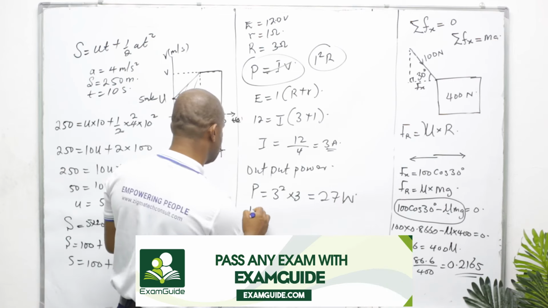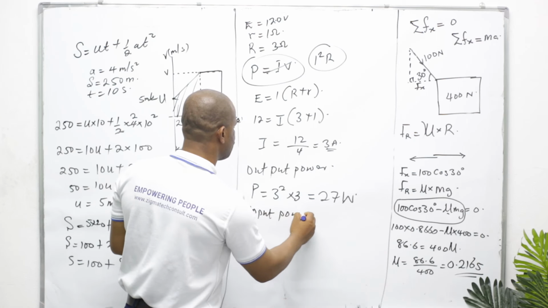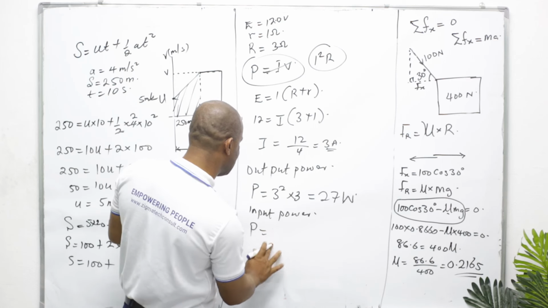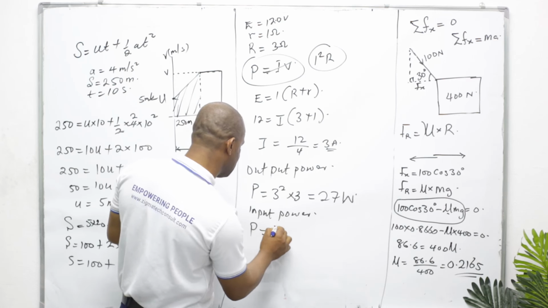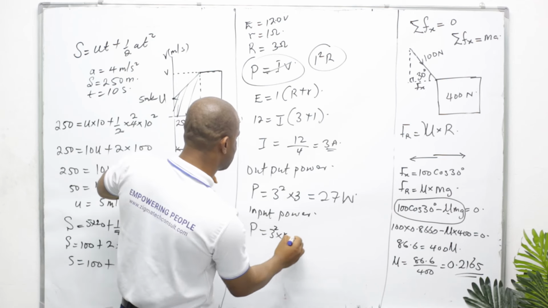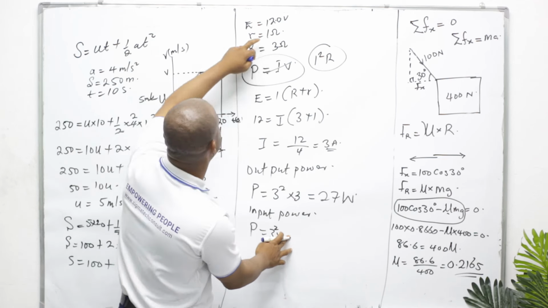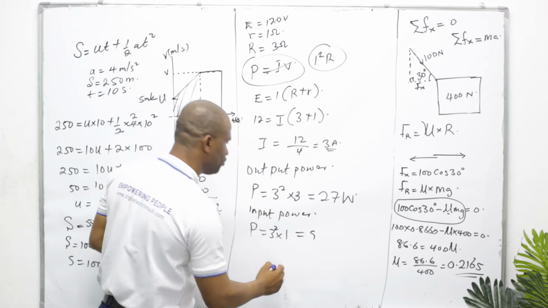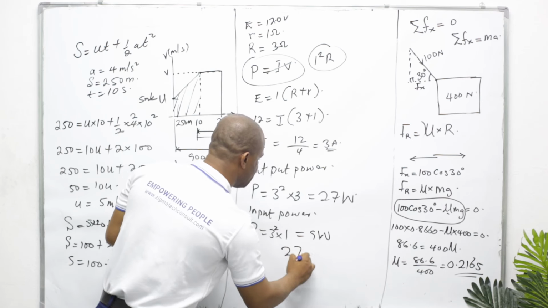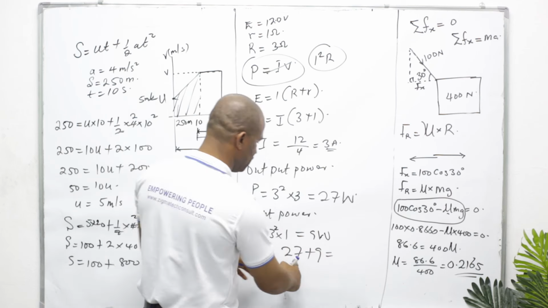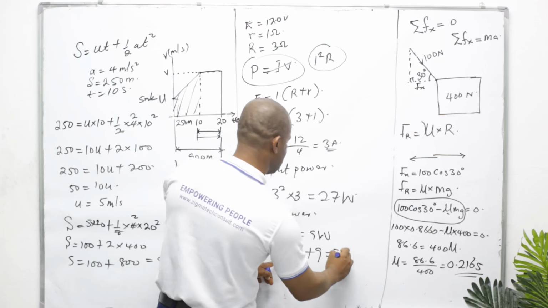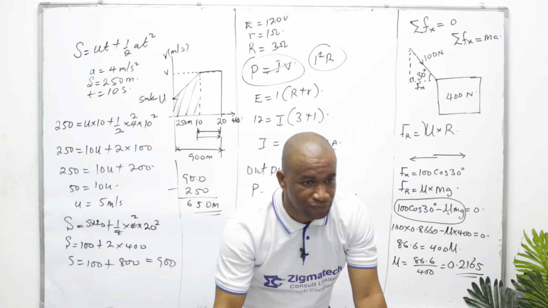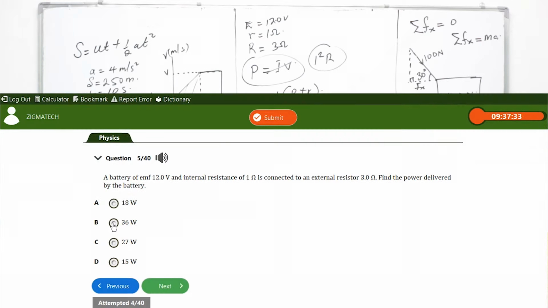Another power is the input power, which is given as I, the I there is 3, times the 3 squared times the small r. Small r is this one, which is 1, which is 9. So total power is output plus input. So this is going to be 27 plus 9, which is 36 watts. That is the power delivered, and that is option D.